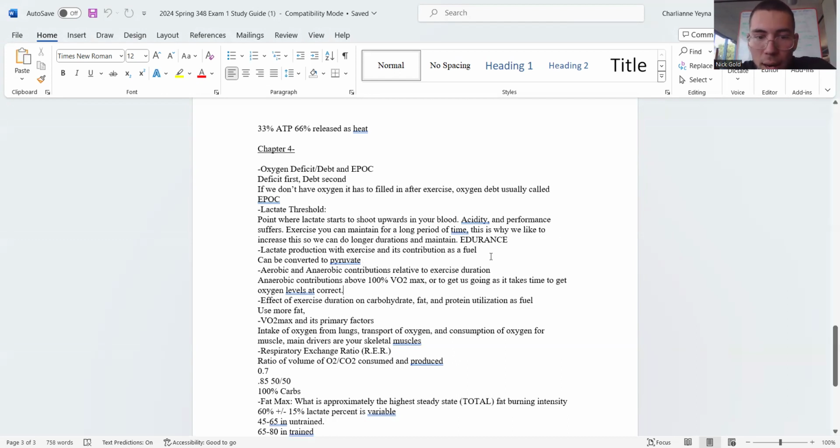Let's see. Effect of exercise duration on carb, fat, and protein utilization as fuel. Our body at low intensity. This is a good slide. I think it's on the like up here. I'm trying to get through this fast. Come on, please. Good. This is a good slide.